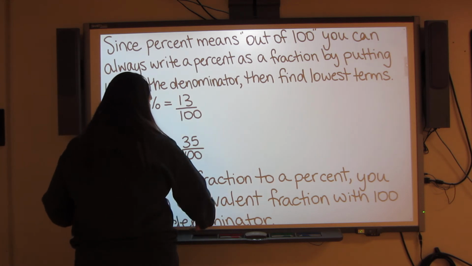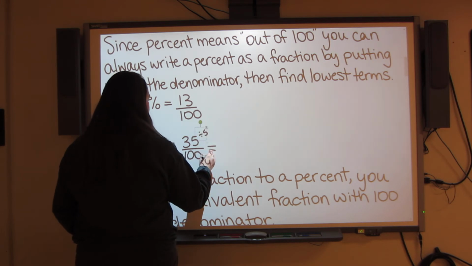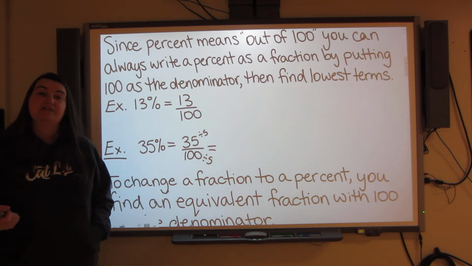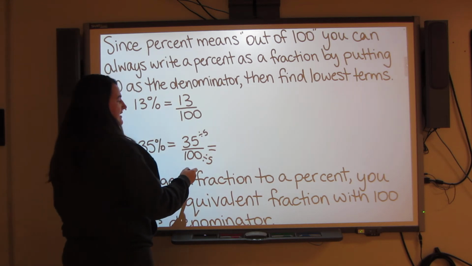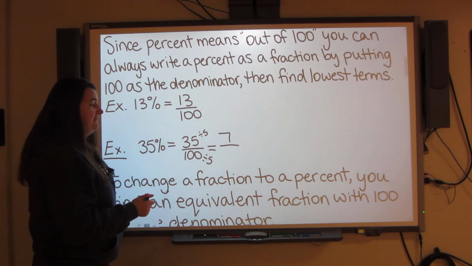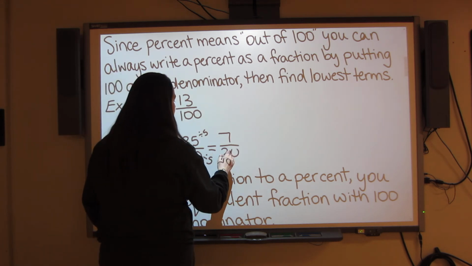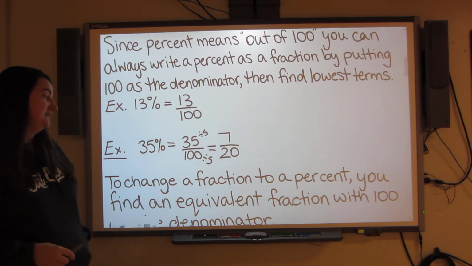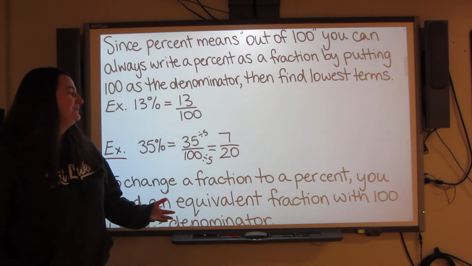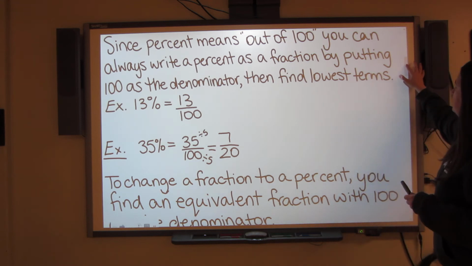So I'm going to divide them both by 5 to be able to find my lowest terms. 35 divided by 5 is 7. 100 divided by 5 is 20. I know that because of my math facts. So don't forget to use those math facts to help you find lowest terms, because you'll be dealing with denominators that are 100. All right, so what about the opposite?